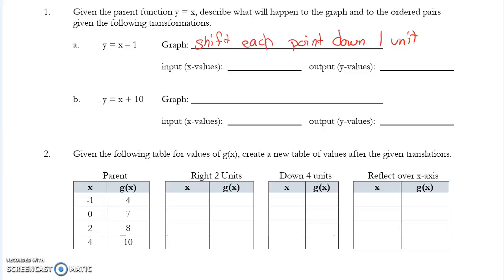Each x value then, since I'm shifting down, the x value is staying the same. Each y value, now I'm not reflecting at all, so I'm not talking about opposite, but I'm shifting down. So for each y value, it's going to subtract 1. Go ahead, pause, try part B.